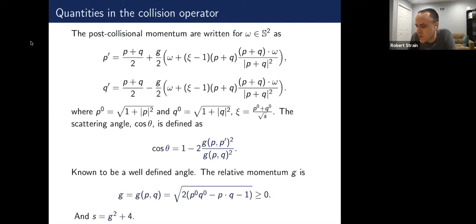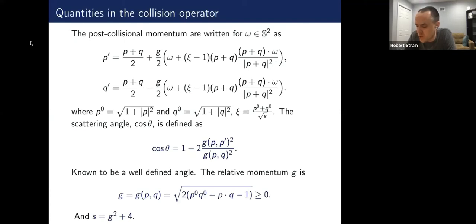And P prime is P over P0, P plus Q over 2, plus G over 2, plus this complicated thing that's all defined here. But let me not read it to you completely carefully. And the angle in the kernel of the previous expression that I showed you is cosine of theta, and it's defined as 1 minus 2 g of p prime squared over g of pq squared.